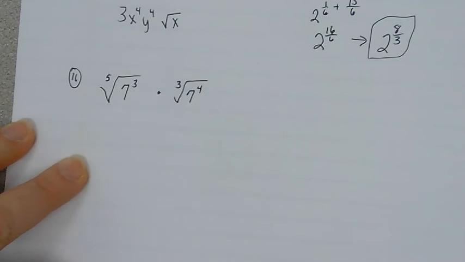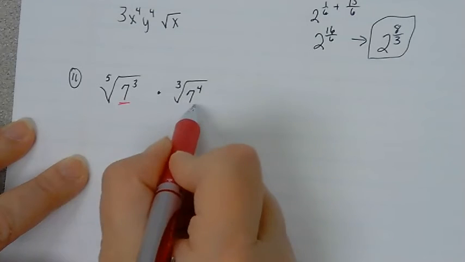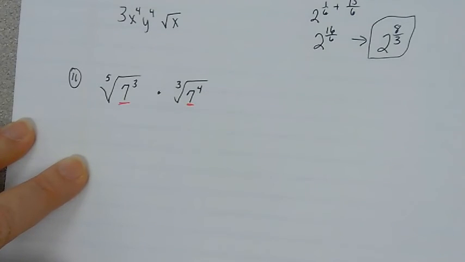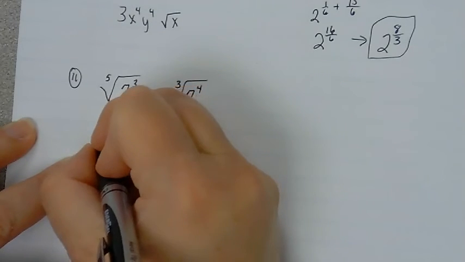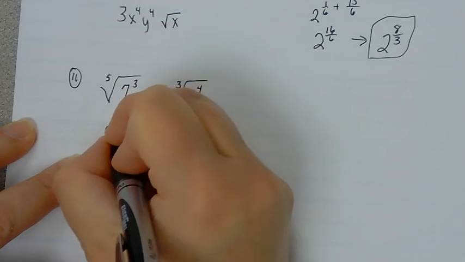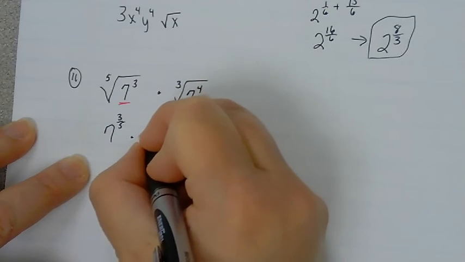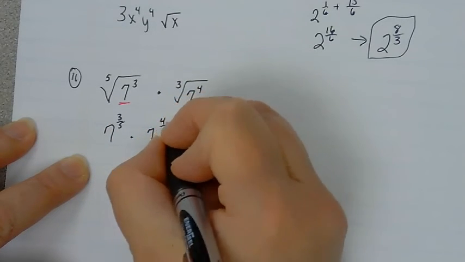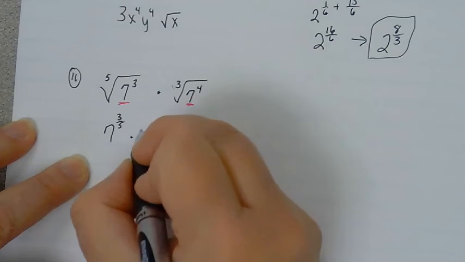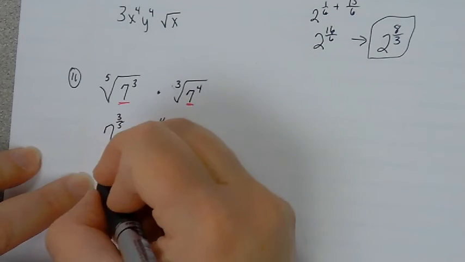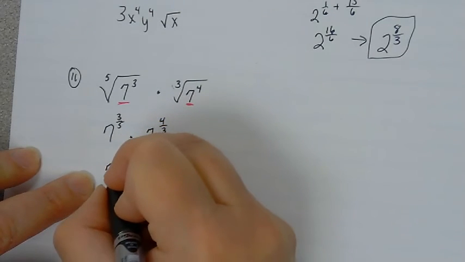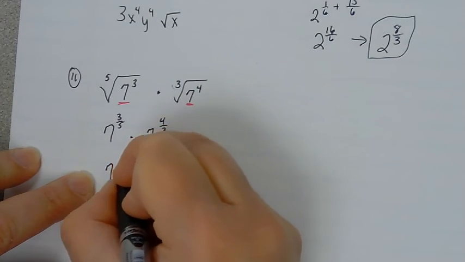So the only reason I can put these together is because they have the same base here. So I'm going to turn them back into their fractions. So this is 7 to the 3/5 times 7 to the 4/3. Remember that this becomes the denominator. So now I can put them together if I can get a common denominator and add.